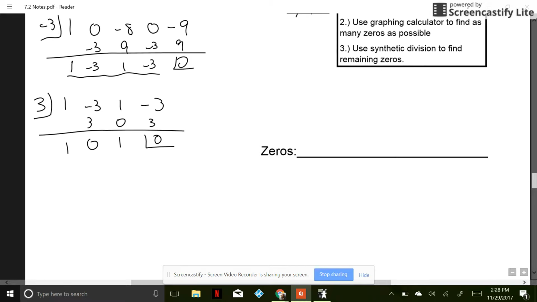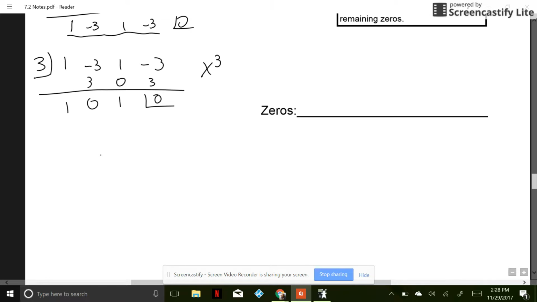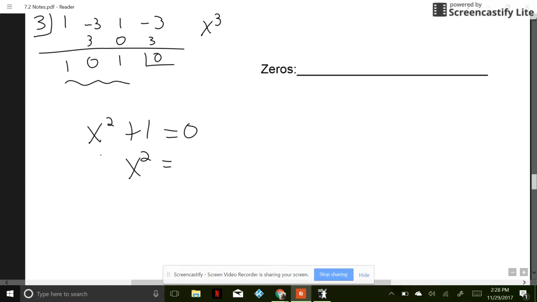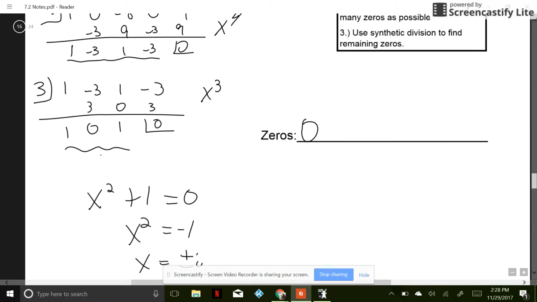So now we're left, this function started at x to the 4th, this one started as x cubed, so our solution down here is going to be x squared plus 0x plus 1. So set that equal to 0. x squared is equal to negative 1, which means that x is plus or minus i. So our 5 solutions: 0, negative 3, positive 3, positive i, and negative i.